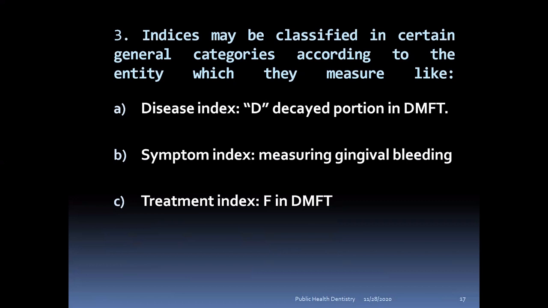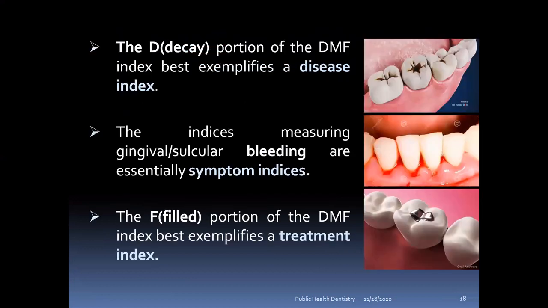So in the DMFT index, we have decayed teeth, missing teeth, and filled teeth, right? We have these three conditions, in which the disease index is the D of DMFT. And if you're talking about the treatment index, we have F, which is the filled component of the DMFT index. If you're talking about the symptom index, as the name states, that is basically the gingival bleeding.